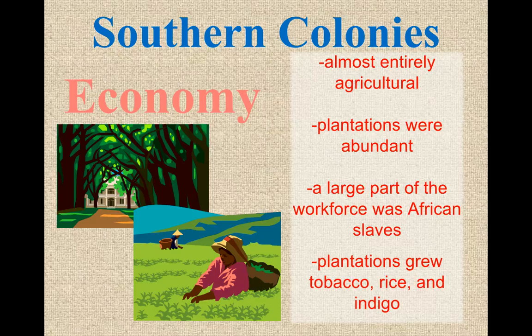The economy of the southern colonies. Almost entirely agriculture, so mostly farms and plantations. There were a lot of plantations. They were very abundant. A large part of the workforce was African American slaves. Plantations grew tobacco, rice, and indigo.